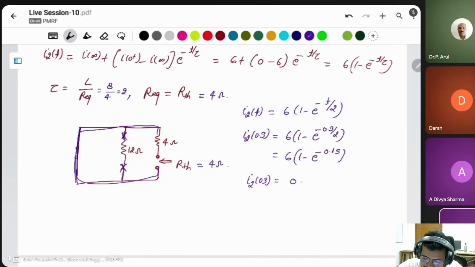This will be 0.835 ampere at t is equal to 0.3 second.